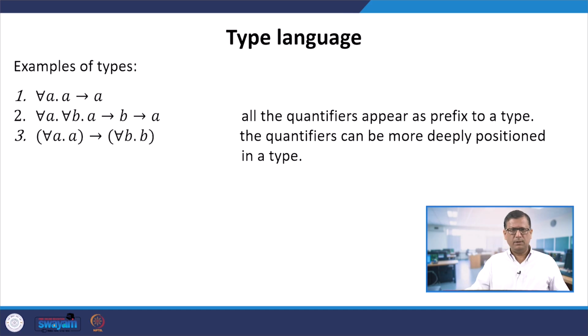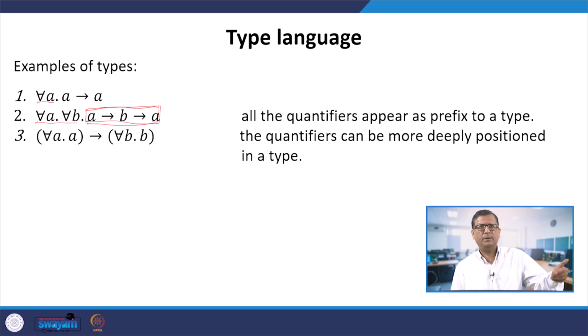So the examples of the types, some of them would be, for example, the identity function. We are saying for all types A, the identity function type is A arrow A. Now this is the first function. So for all A, for all B, the type is A arrow B arrow. Here you see, when you move from one quantifier to two quantifiers, likewise we can have several quantifiers. So one type of formula that we can obtain from this grammar is that the quantifiers appear as a prefix of a type. This is the type and all the quantifiers will come before this.